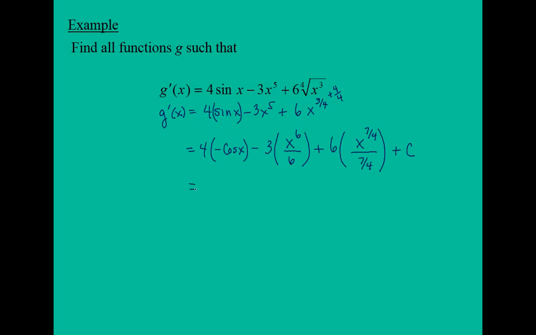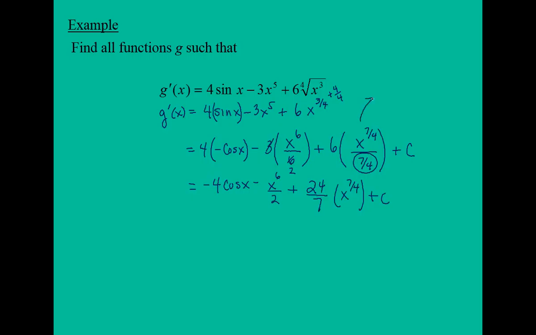If we simplified this a little bit, we'd get negative 4 times cosine of x. And we can reduce here. So we'd have x to the 6th over 2 plus, now this 7/4 in the denominator, we can invert and multiply. So when we invert and multiply, it becomes 4 divided by 7. So we would have 24 divided by 7 times x to the 7/4 plus our c.